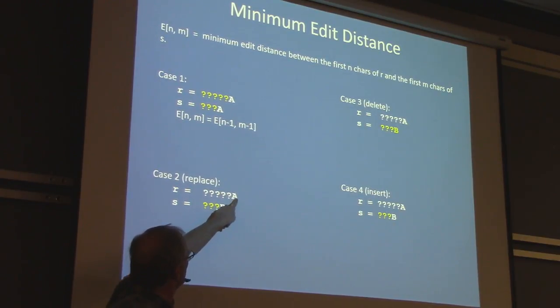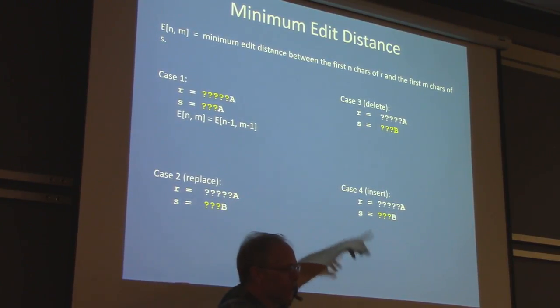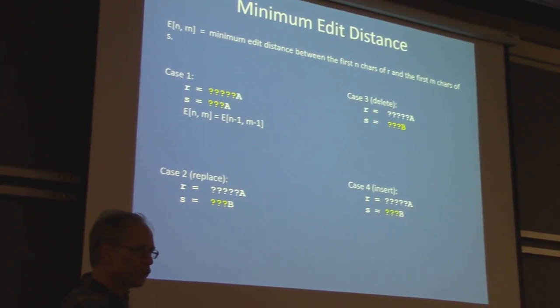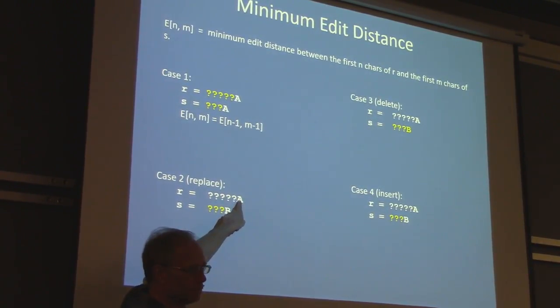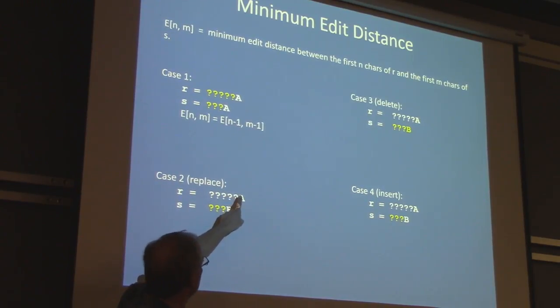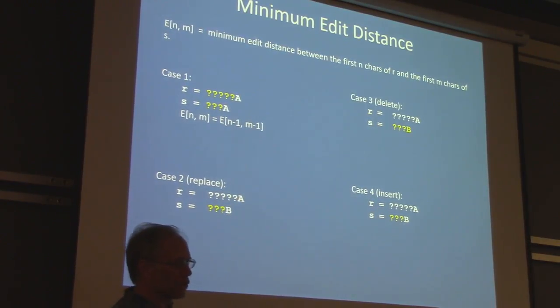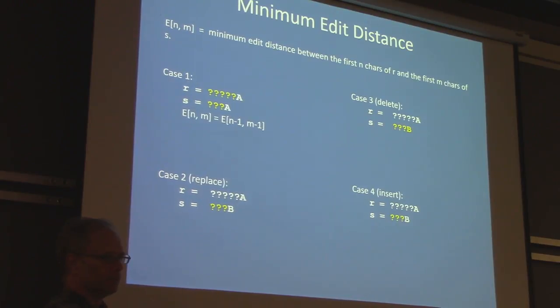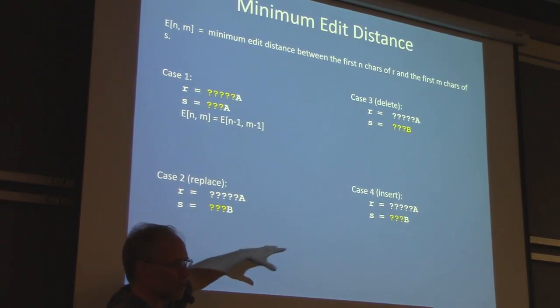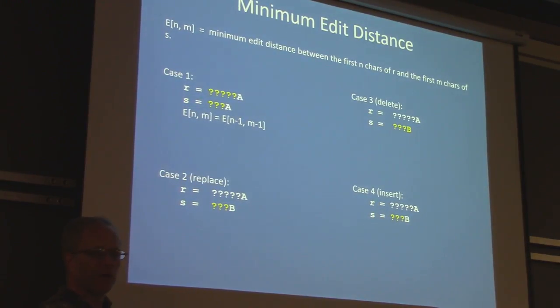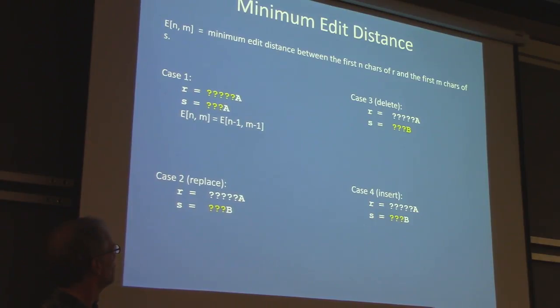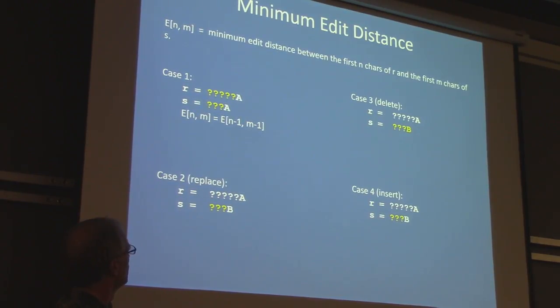What if they end in different characters, which they do in all 3 of these cases? One strategy to make these things agree is to replace that A with a B. So if we replace that A with a B, what's the subproblem going to be? Let's say we've got to do something to make these last characters agree. One thing we can do is change that A to a B. Yeah? Once you change the A to a B, you're in case 1 again, and it would just be the minimum edit distance plus 1.